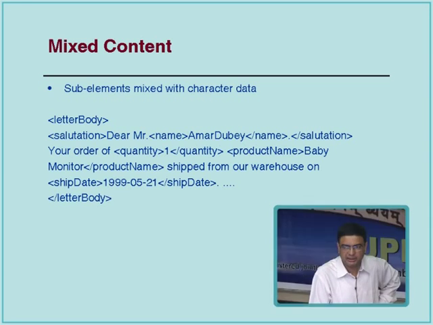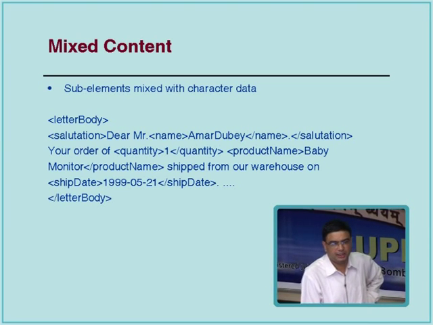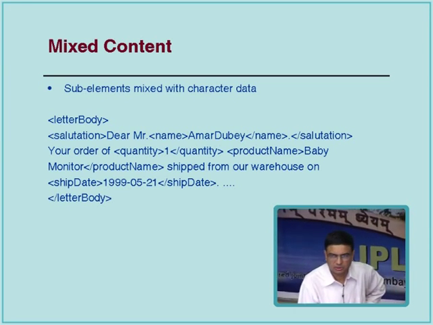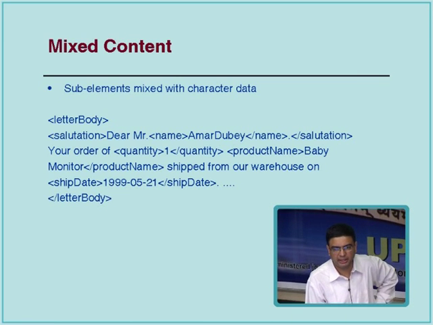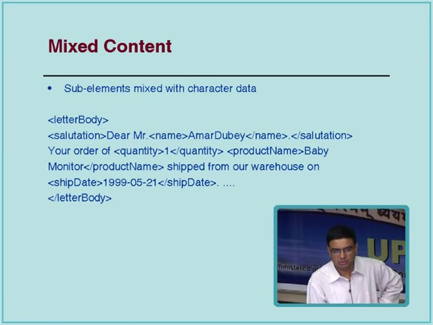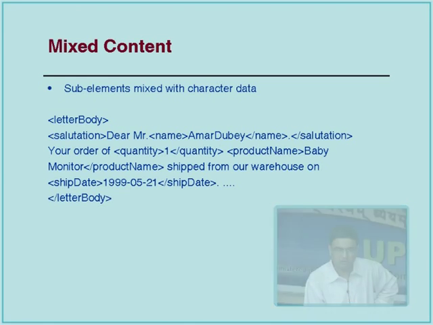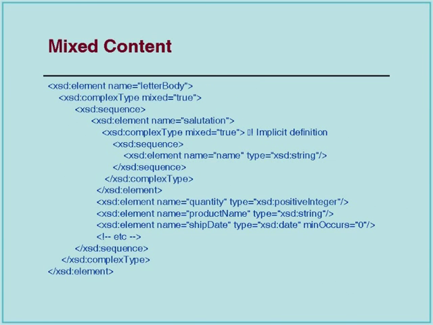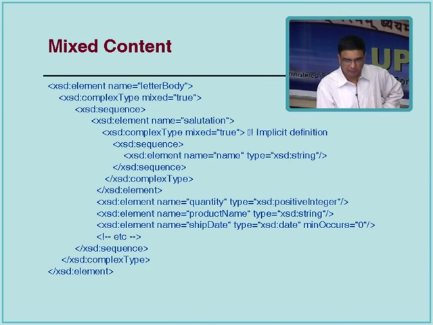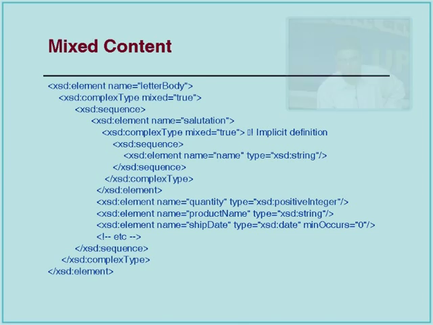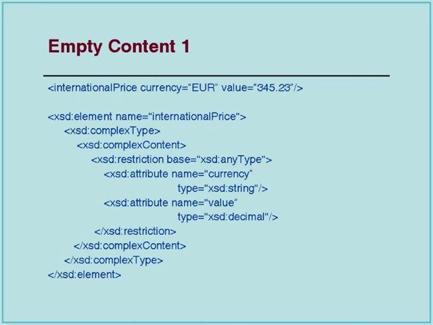You can also mix things. Here's a letter body which mixes sub-elements and just plain old character data. So, dear Mr., and then there is some sub-element associated with it, which is name, it happens to be Amar Dubey, whatever. Again, this is an example of mixed content in which the two previous types that we went through were mixed with each other. The content model of the complex type is actually being extended in here.